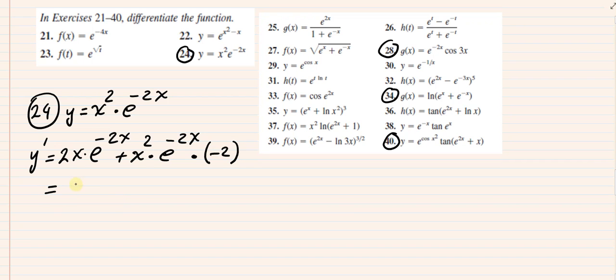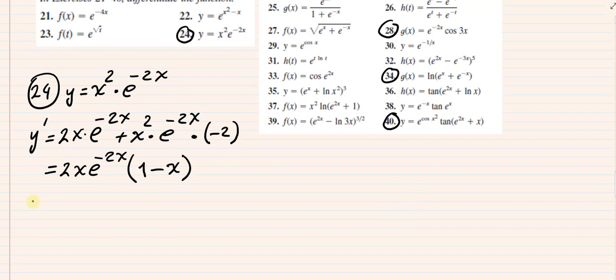And now I can actually factor 2x e to negative 2x from both terms. It's going to be 1 minus x. And there we have this one, right? Because there are common factors, I just factored the GCF. That's number 24. It wasn't bad at all.